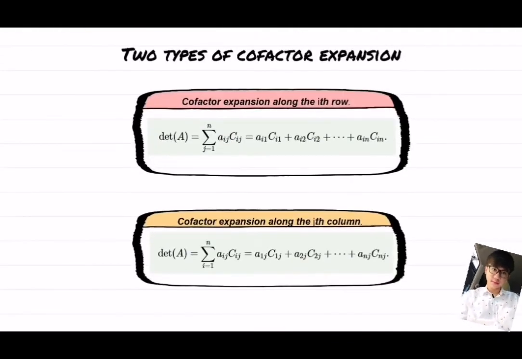So basically, there are two types of cofactor expansion that we can perform. There are cofactor expansion along the ith row and also the jth column. It is advisable to choose the one which you think is easier to solve the question. And for now, let us proceed with the first example.